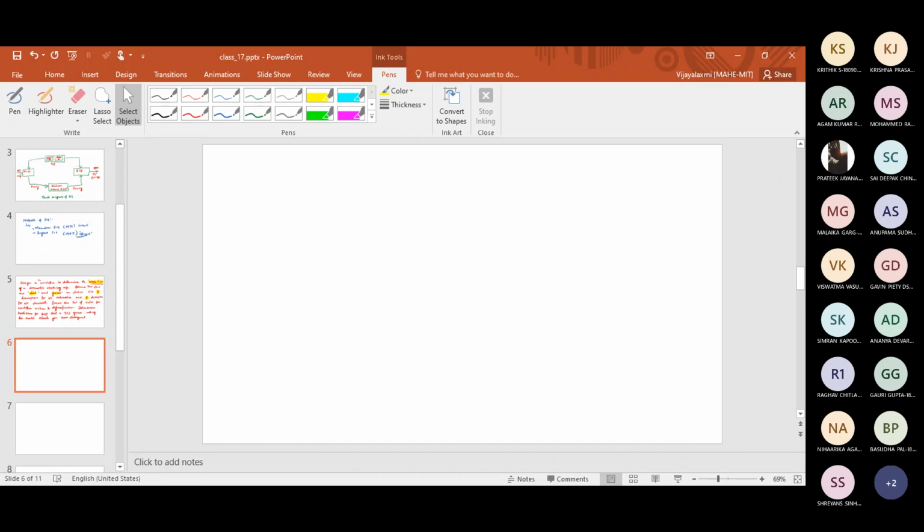Okay. So now, what is the first step? The first step is to identify input and output. So this is step number 1: input and output variables, and decide descriptors for the same.